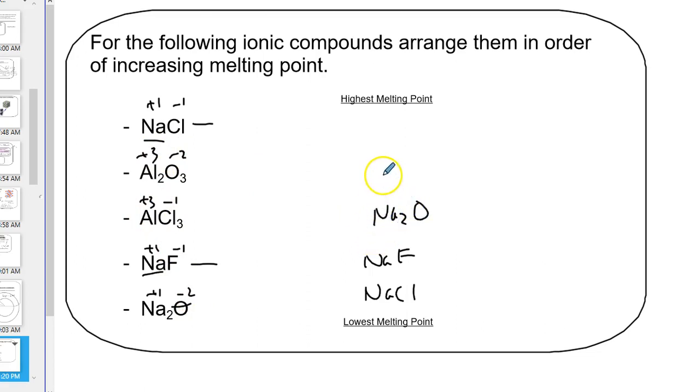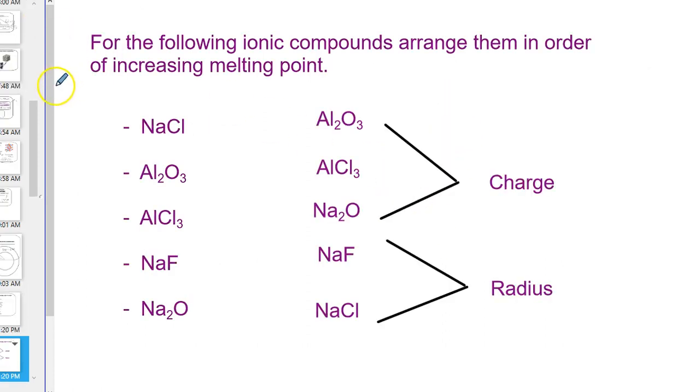Na2O is next, followed by aluminum chloride, followed by aluminum oxide. That would be the highest. Check your answers there.